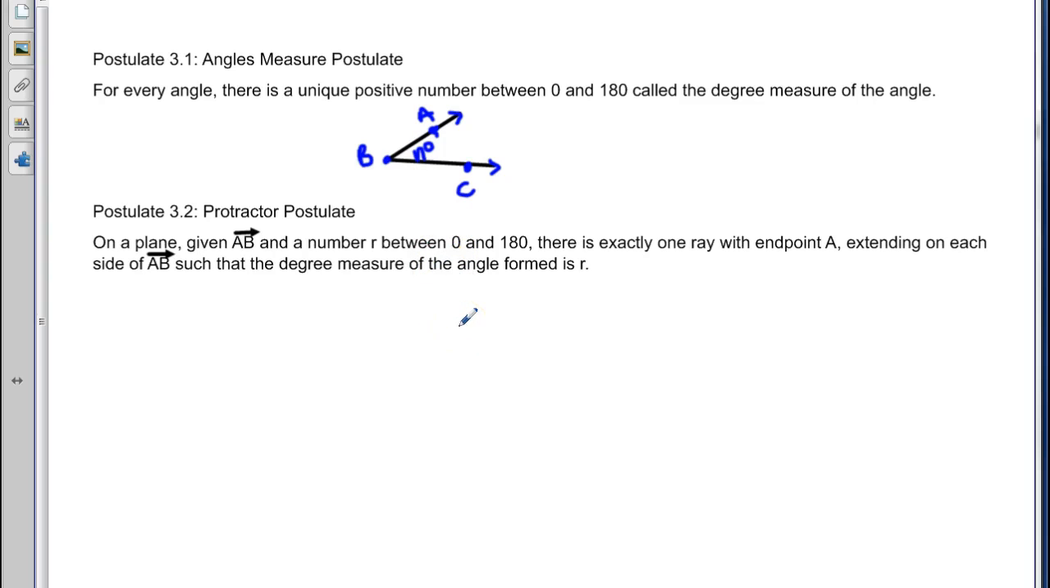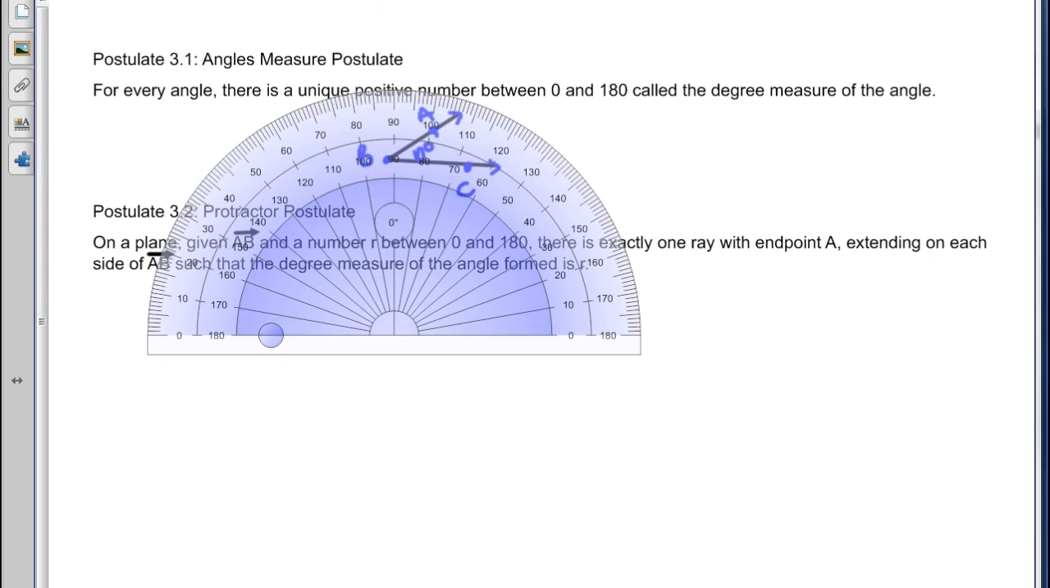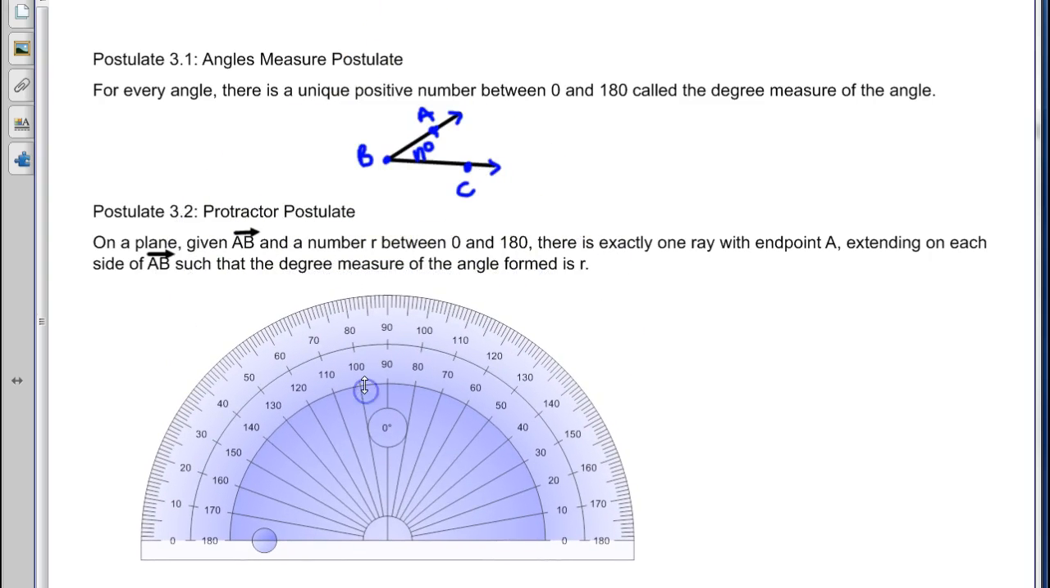All right, so we can use a protractor, and that looks like this guy right here. We can use a protractor to measure angles, and that's exactly what we will do on this next part. The protractor postulate says, on a plane, if we're given a ray AB and a number r between 0 and 180, there's exactly one ray with endpoint A extending on each side of AB such that the degree measure of the angle formed is r. All right, so in English, here's what that says.